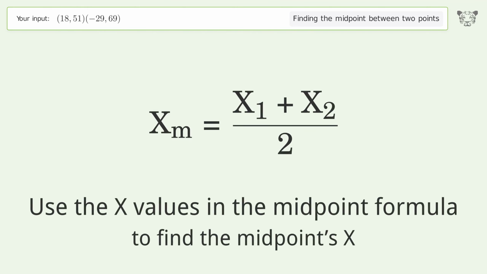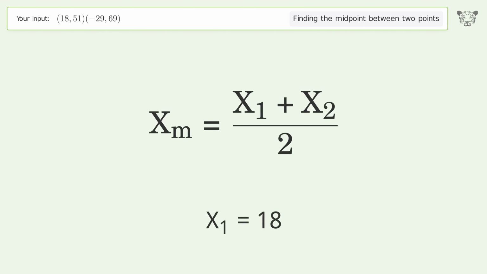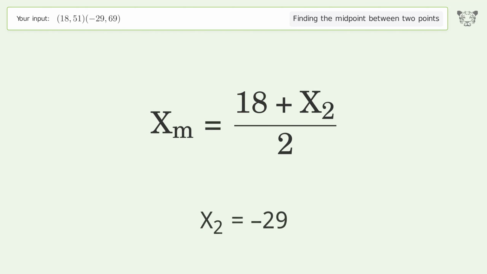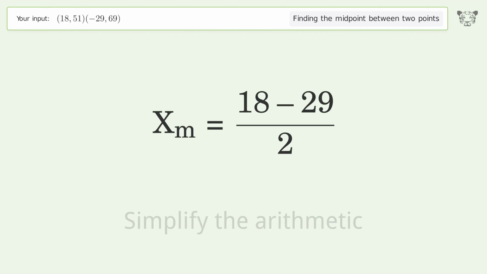Use the x values in the midpoint formula to find the midpoints x. x1 equals 18. x2 equals -29. Simplify the arithmetic.